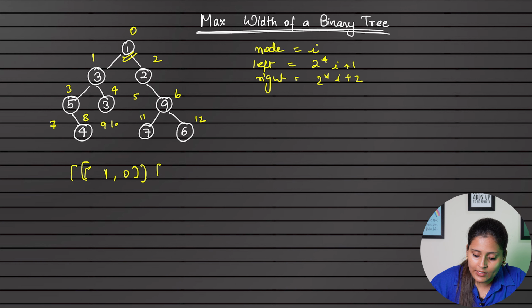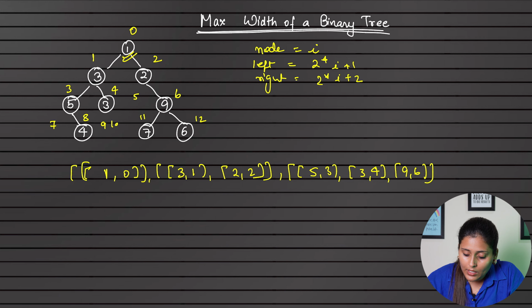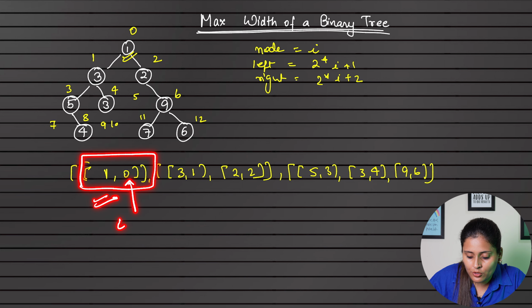Okay. Now for the next level, node value and the index, node value and the index. Similarly for the next level, node value and the index, similarly 4, node value 3 and index 4, similarly node value 9, index 6. So what I said is that this sublist stores all the elements present in the 0th level. So this 0 will be my rightmost node minus 0 leftmost node plus 1. That will be the width of that level.